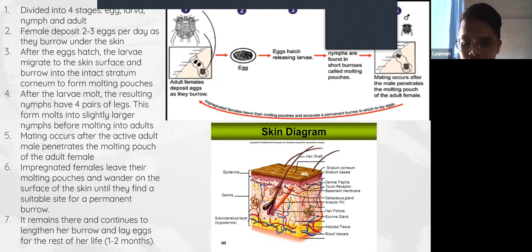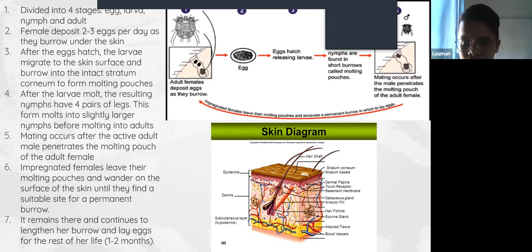These burrows are located at the outermost layer of the skin, which we call the stratum corneum, and never below that. It's only at the level of the stratum corneum. In the permanent home, the burrows, the female will lay eggs, 2 to 3 eggs per day. The egg will hatch and release larva. The larva will climb to the surface of the skin and form a temporary home, which we call molting pouches. In this temporary home, the larva will molt into nymph, and the nymph will molt into the adult. In the adult stage, this organism is ready for the mating session.